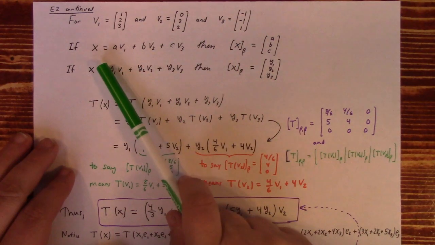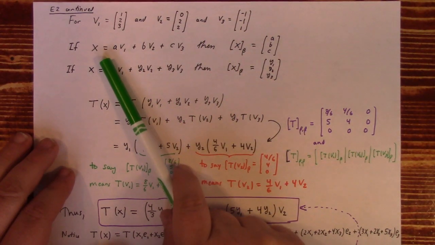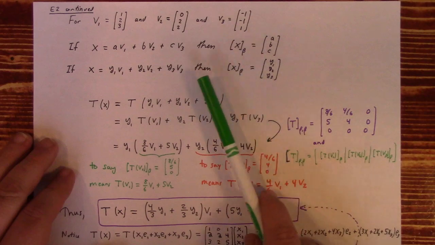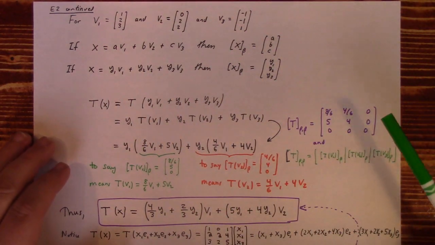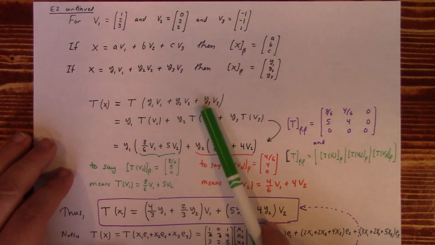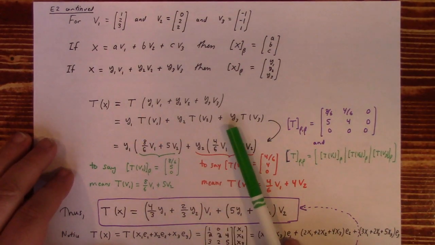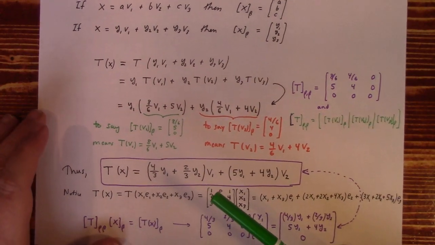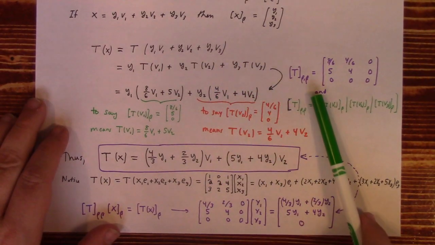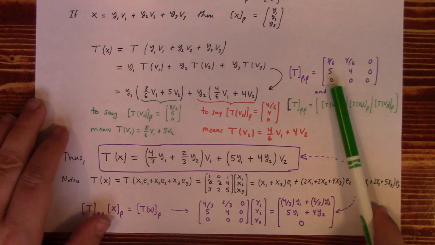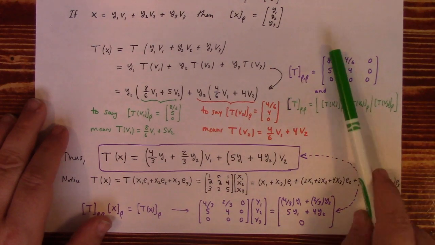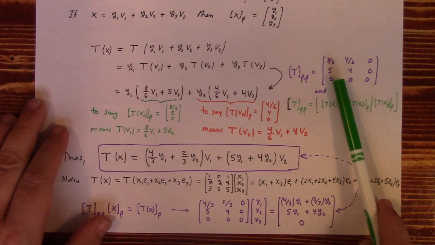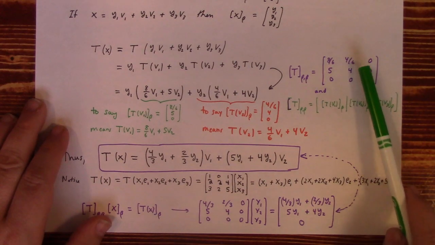So we've got v1, v2, v3. If x is equal to this, the coordinate vector is a, b, c. If x is equal to this, the coordinate vector is y1, y2, y3. So if I calculate T of x, I've got this. By linearity, I've got that. And how do I get from here to here? Well, I use the fact that we calculated the matrix of T with respect to the basis is this. So if the matrix with respect to beta is this, that means the coordinate vector of v1 is 8/6, 5, 0, and the coordinate vector of v2 is 4/6, 4, 0.